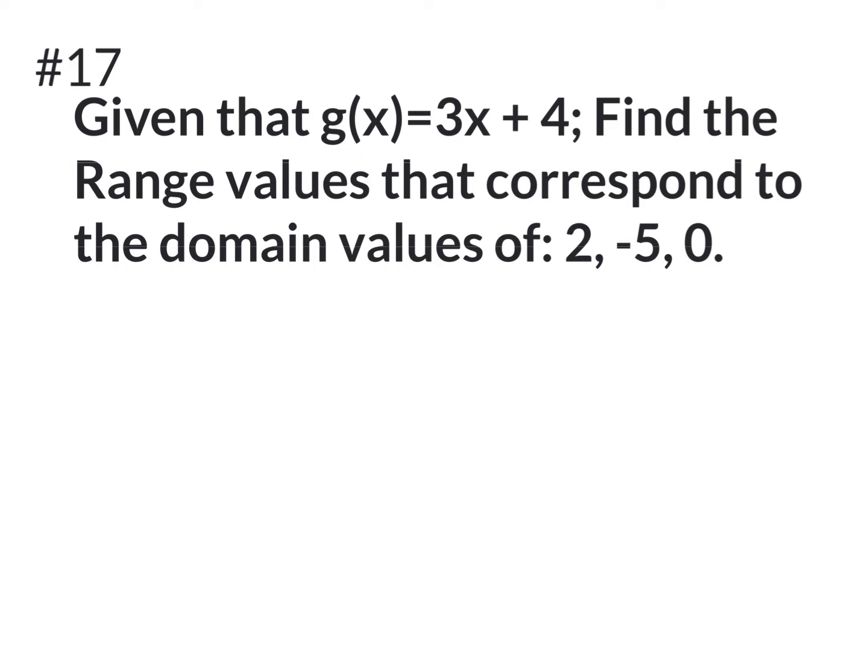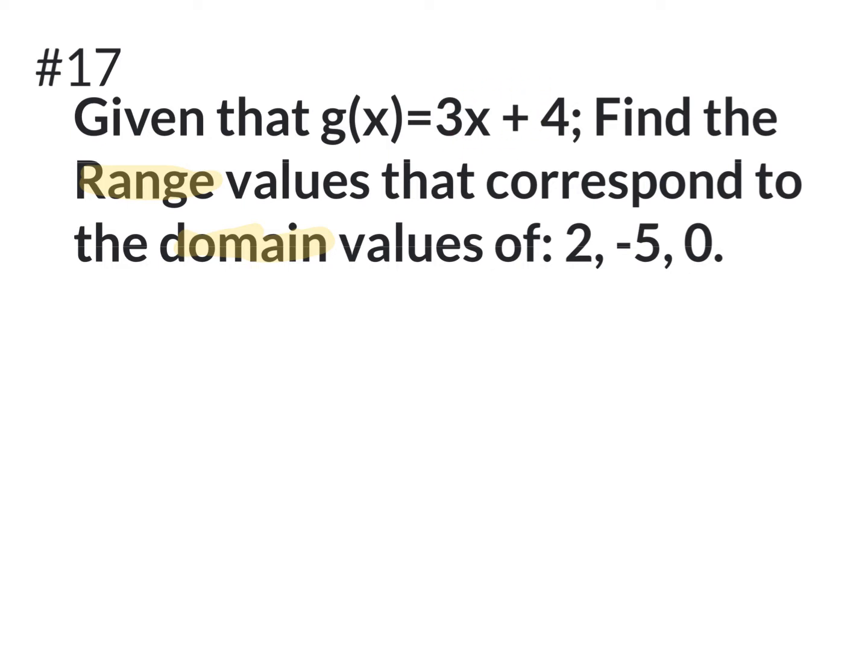So the key words here are range and domain. We need to remember from our notes or from class that the domain values are the values that go inside the function machine, right? This function, g of x, it's called g of x, but that's just a name. It could be y, could be h of x, could be f of x. This is just function notation. That's the name of this function machine right here.